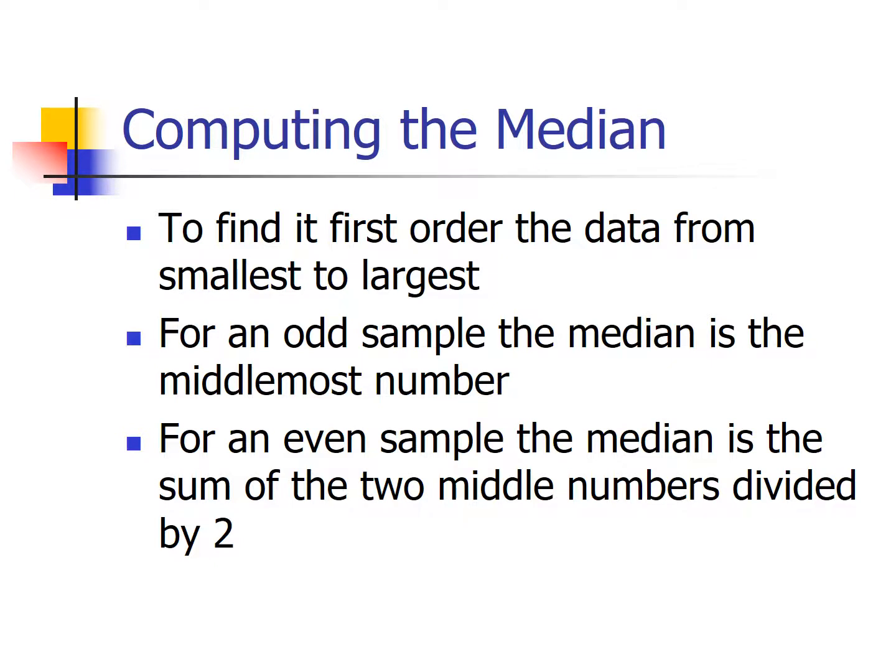How do we find the median? Well, the first step is we need to order the data from smallest to largest. Then what we do depends on whether it's an odd sample size or an even sample size. If it's an odd sample size, then there will be exactly one number in the middle. That number will be the median. If it's an even sample size, then there'll be two numbers in the middle, and the median is going to be the number exactly between these two numbers.